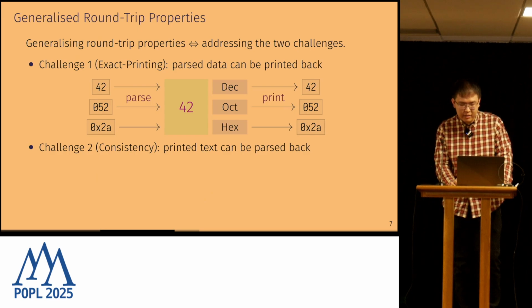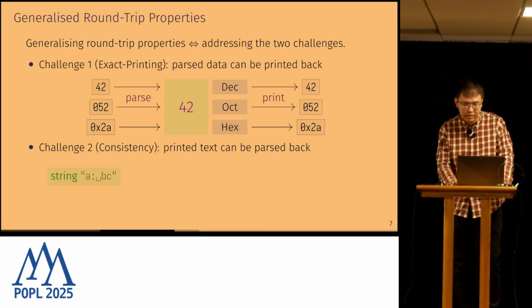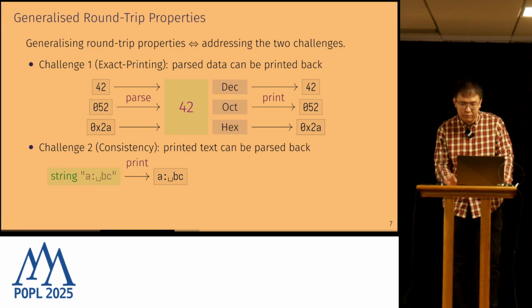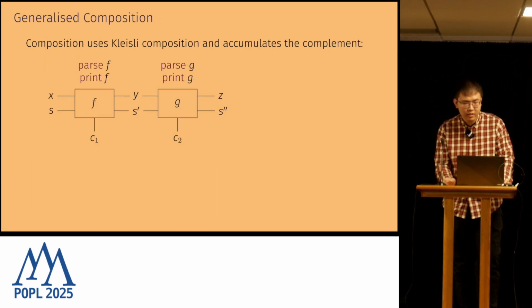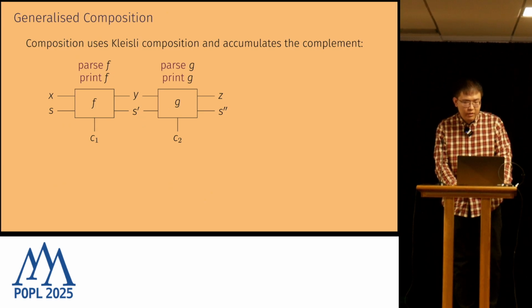And the second challenge was consistency, so that every printed text can always be parsed back to the same data, so that the meaning is not actually changed. This is the example we see. We have this colon space thing. If we print it with the unquoted format, then everything is messed up. But this means we have to print it in the quoted format, and it should parse into the same thing, and everything is good.